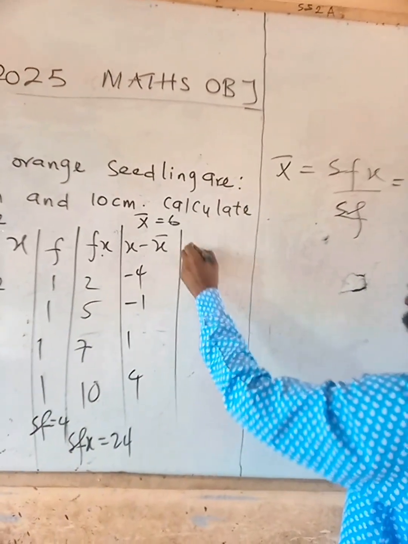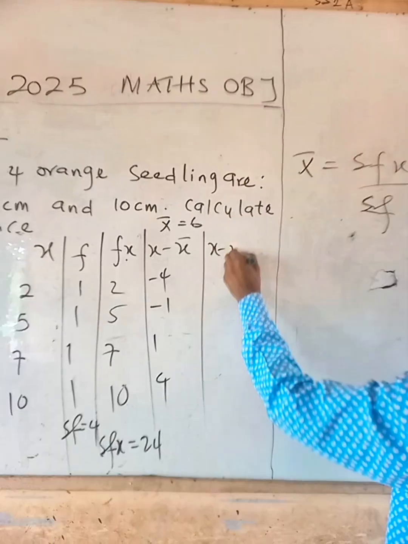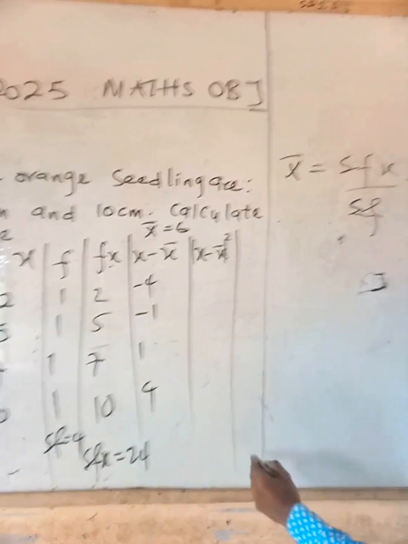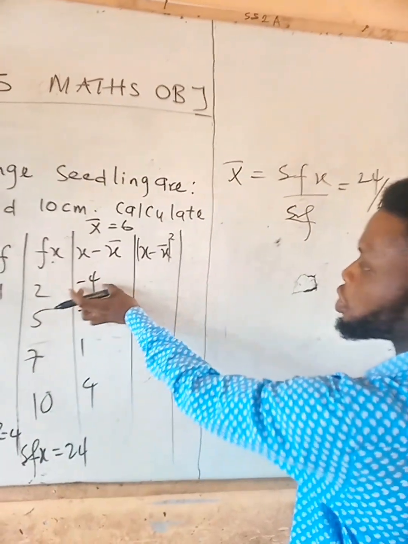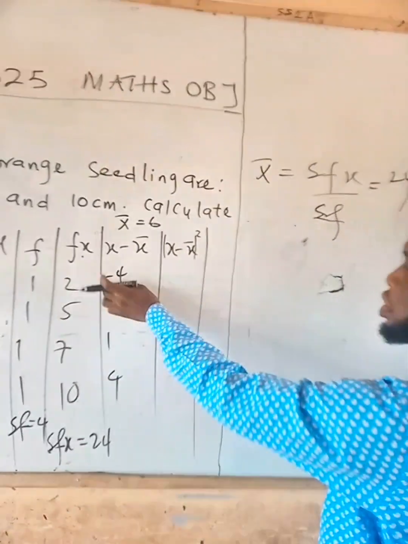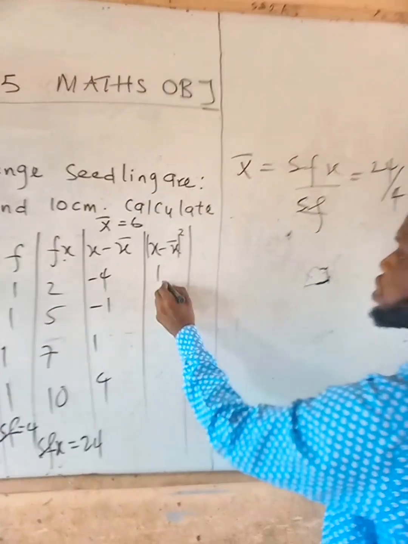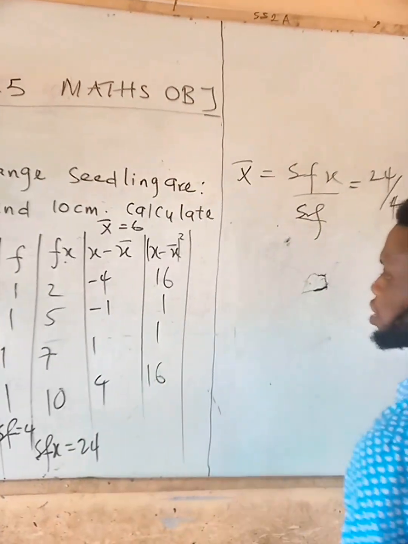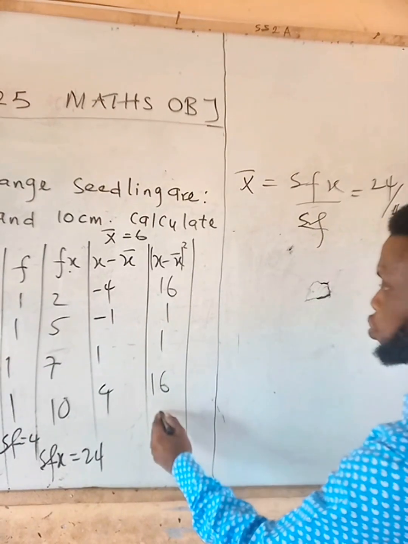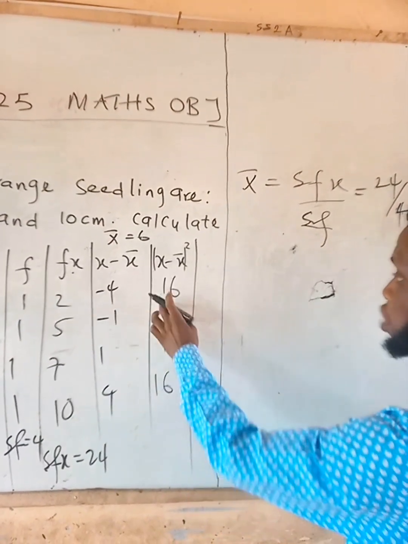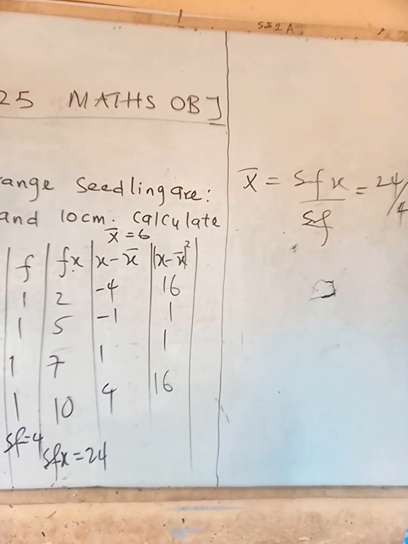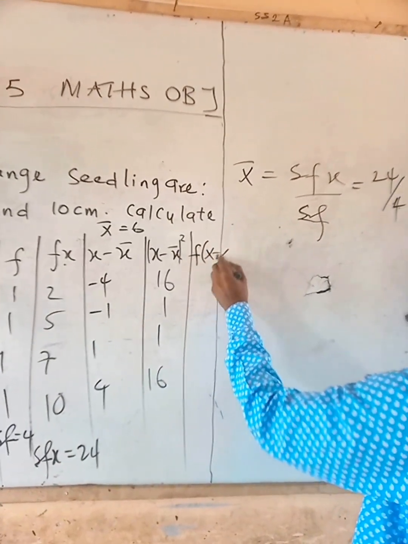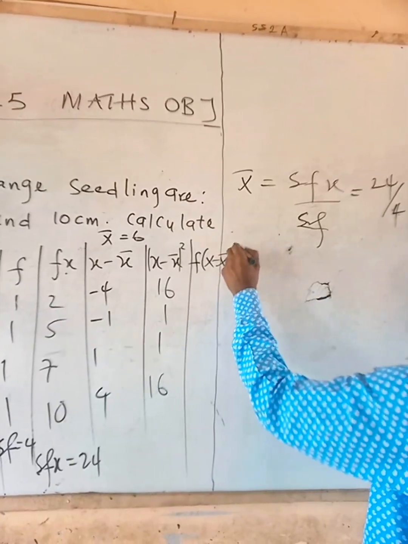So the next column, we create another column which is x minus x bar square. So this is the square of this column. This is the square of minus 4, which is 16. Minus 1 squared will be 1. 1 will be 1. And this also will be 16. So when you add this, it gives 34. So we create another column which is f times x minus x bar all square.